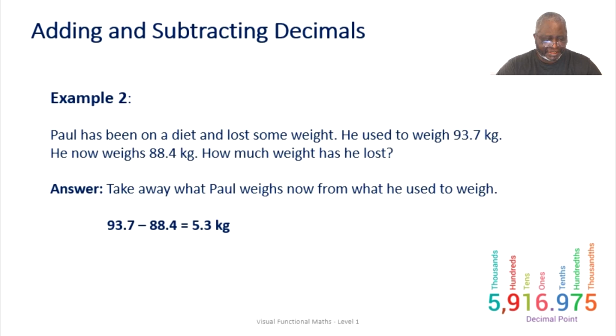Adding and subtracting decimals. Example 2. Paul has been on a diet and lost some weight. He used to weigh 93.7 kilograms. He now weighs 88.4 kilograms. How much weight has he lost? The answer: you take away what Paul weighs now from what he used to weigh, which is 93.7 minus 88.4, which is equal to 5.3 kilograms.